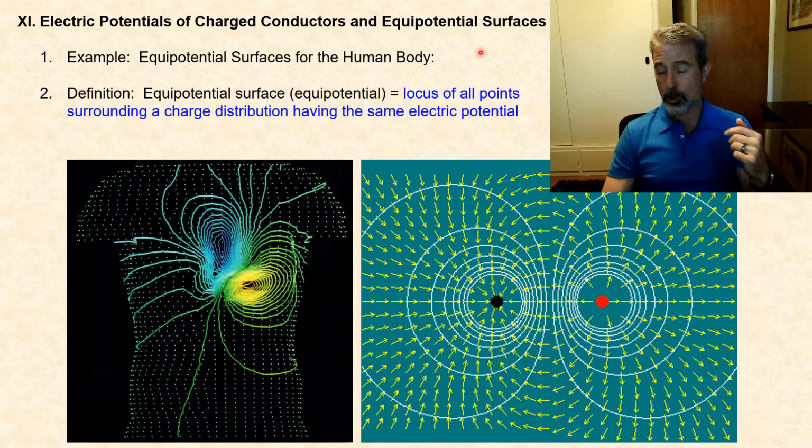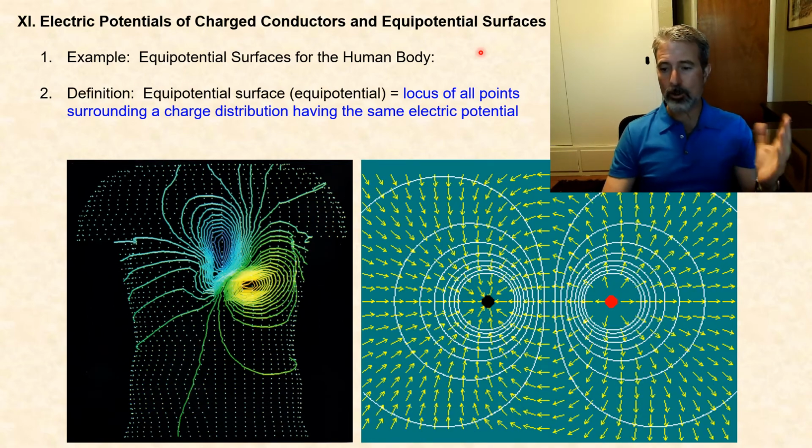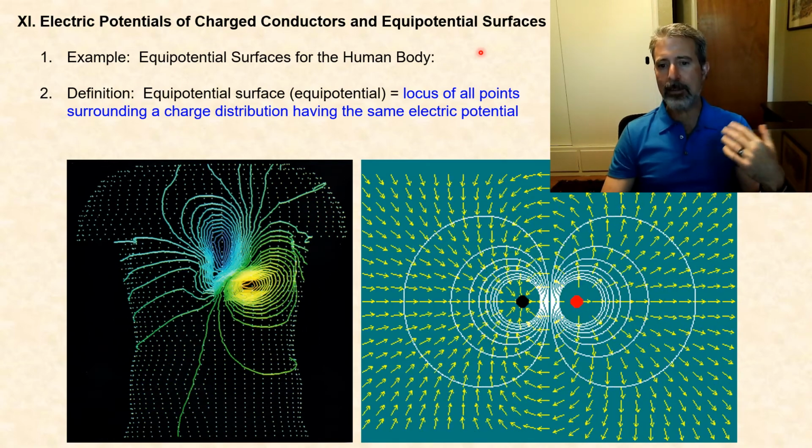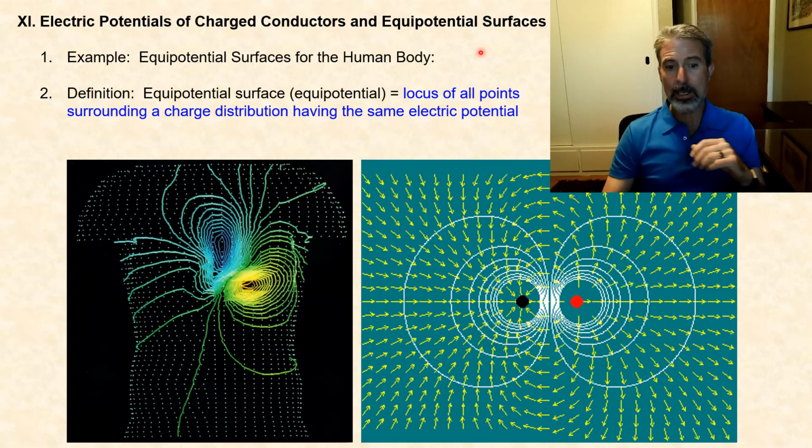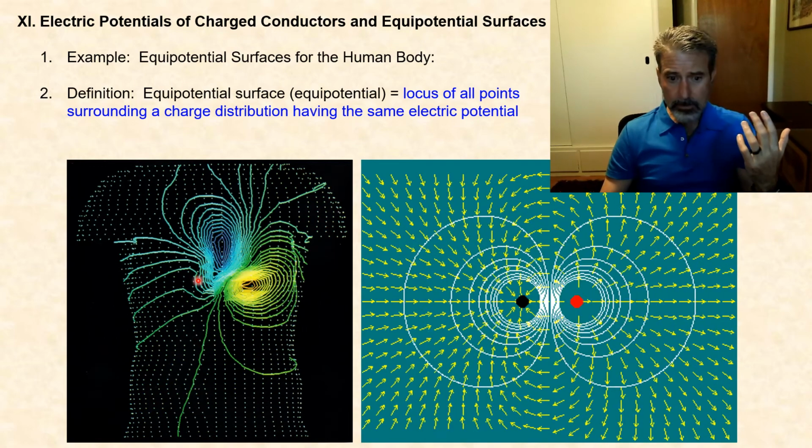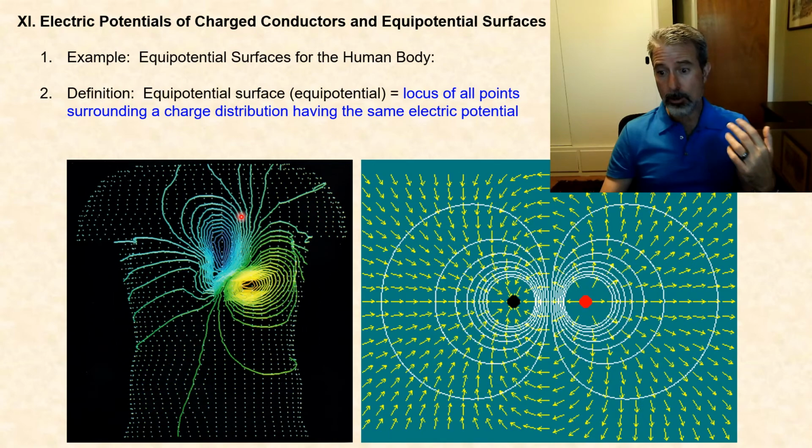An equipotential surface, sometimes just called an equipotential, is a locus of all points surrounding a charge distribution having the same electric potential. So here, you can assume that there are different closed lines, and each of them represents a different electric potential of the human heart.